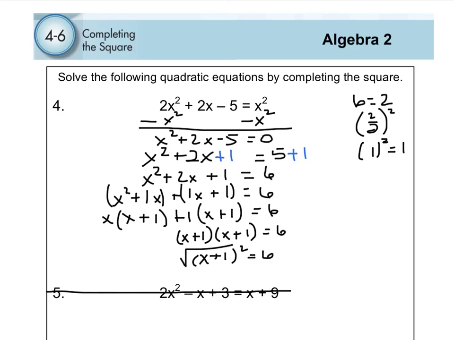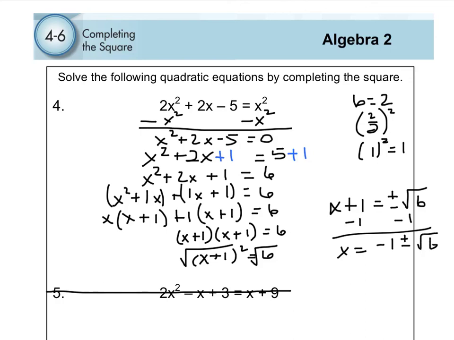Square root both sides. So now, again, square and the square root cancel, so x plus 1 is positive and negative square root of 6. There's no perfect squares that go into 6, so I can't break that guy down, so I subtract 1 from each side. And x is going to equal negative 1 plus or minus the square root of 6.